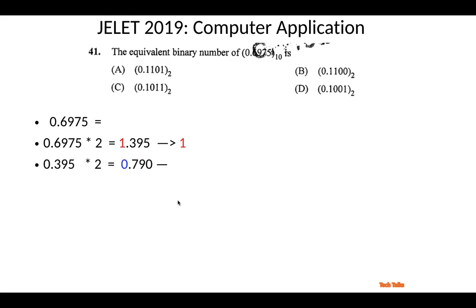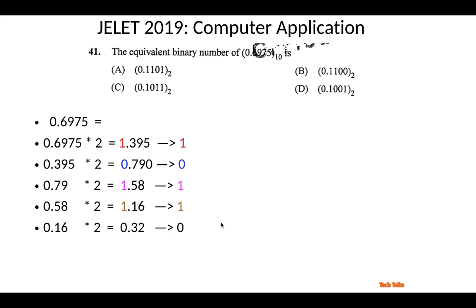In the next step, we again multiply 0.395 by 2, then we get 0.790. So this 0 comes here. Again we multiply 0.790 by 2, so we get 1.58. So 1 comes here and 0.58 goes down. Then 0.58 times 2, again we get 1.16. So we get 1, and we can keep on doing this.